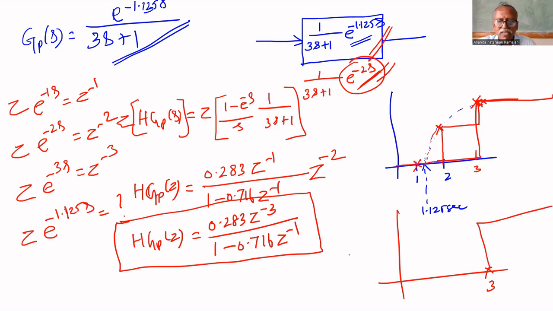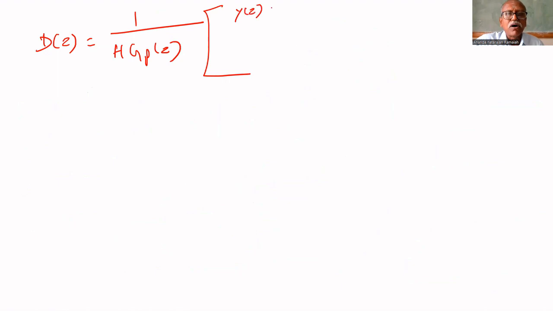Therefore, what is Y of Z? Y of Z is generally Z power minus 1 divided by 1 minus Z power minus 1. We will get it only at the third sampling period. That's why Z power minus 3 for Y of Z. Therefore, what is D of Z? D of Z equal to 1 by HGP of Z multiplied by Y of Z upon Y set point of Z, whole divided by 1 minus Y of Z upon Y set point of Z.